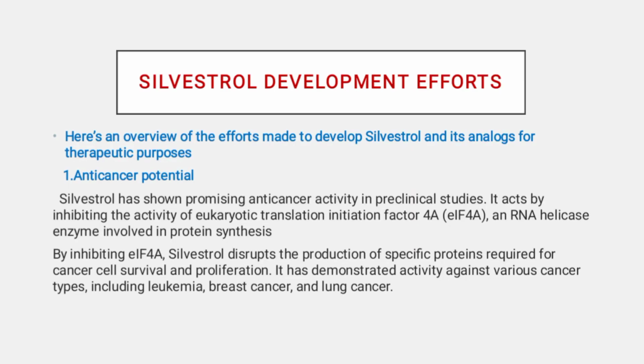There are the development efforts of Silvestrol, of which the first one is the anti-cancer potential, on the basis of clinical and preclinical studies. It acts by inhibiting the activity of eukaryotic translation initiation factor 4A, an RNA helicase enzyme involved in protein synthesis. By inhibiting this factor, Silvestrol disrupts the production of specific proteins which are required for cancer cell survival and proliferation. It has demonstrated activity against various cancer types including leukemia, breast cancer, and lung cancer.